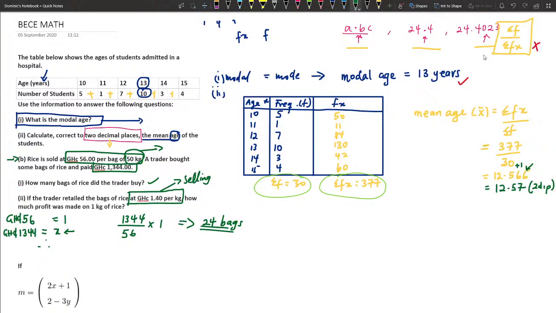Okay, so we have to look for the cost price. Once we get a cost price, then we can calculate the profit. This is the selling price, but we want to look at the cost price. Now the cost price for this one is per 50 kilos, but I want to look at it per 1 kilo. So let's quickly do that.